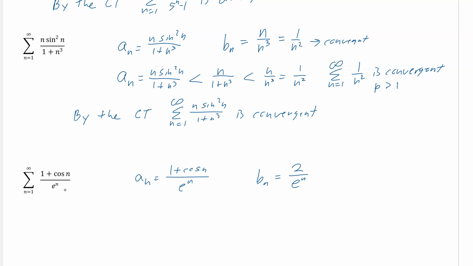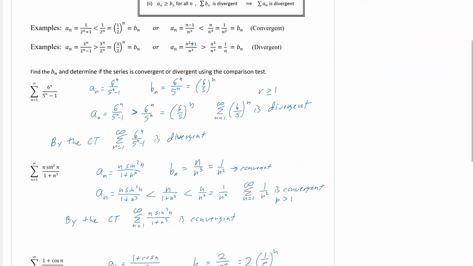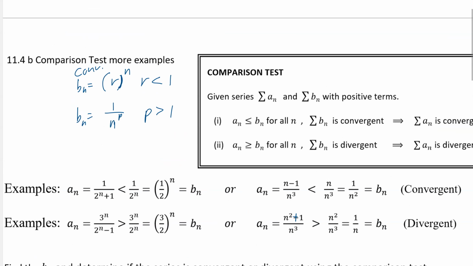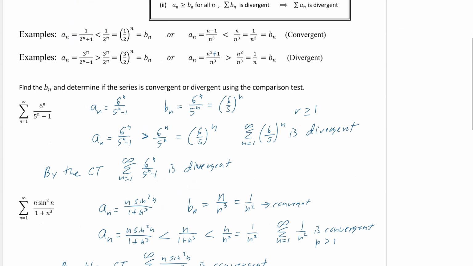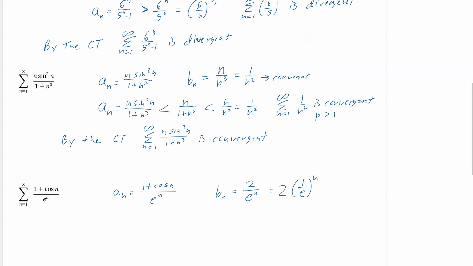Now, if you have e to the n, you're thinking, okay, well, what is that? Well, this is just 2, right? And then it's 1 over e to the n. So if you have an n for the exponent, that means we're talking about ratios. And so it's that whole idea: as long as our r is less than 1, our series is going to converge. And that's what we have here. 1 over e is less than 1. So we know this is going to be a converging one.